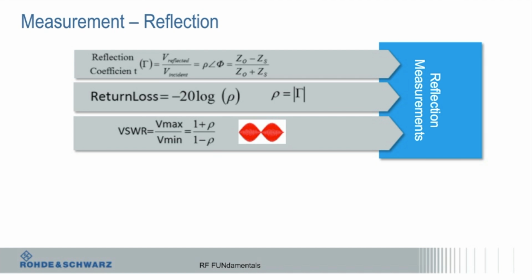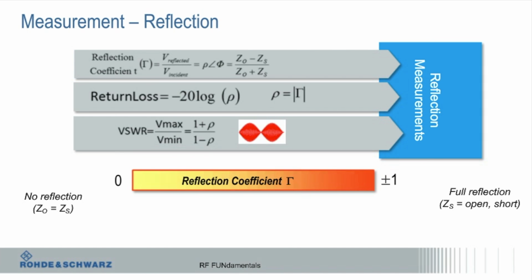So, you can tell it, I want to look at the reflection coefficient. I can look at return loss. I can look at VSWR, all kinds of things. But they all really are measuring the same thing. So, no reflection, good. Full reflection, bad.